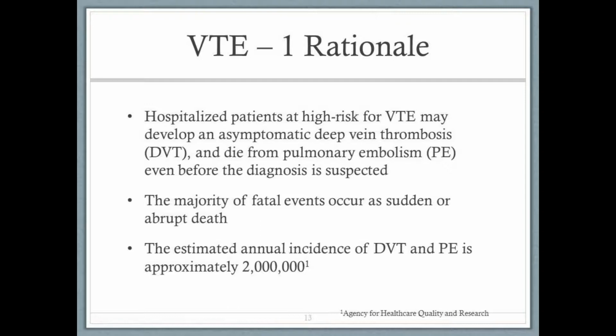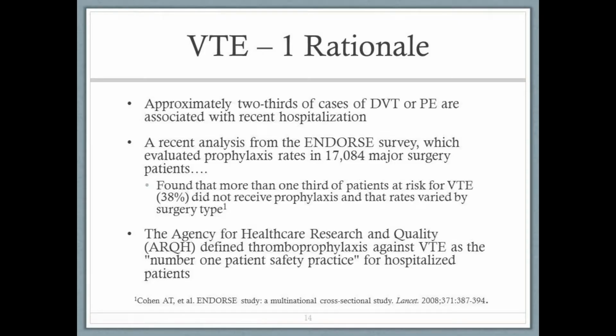We know that hospitalized patients have a higher risk for developing a DVT and PE. They can occur suddenly. They cause death. And we know that throughout the United States, yearly, approximately 2 million people develop PEs or DVTs. And this is direct data that comes from AHRQ, or the Agency for Healthcare Quality and Research, which is another government agency that promotes quality healthcare for patients in the United States. A little bit more rationale. 2/3 of DVT PEs are related to a recent hospitalization.